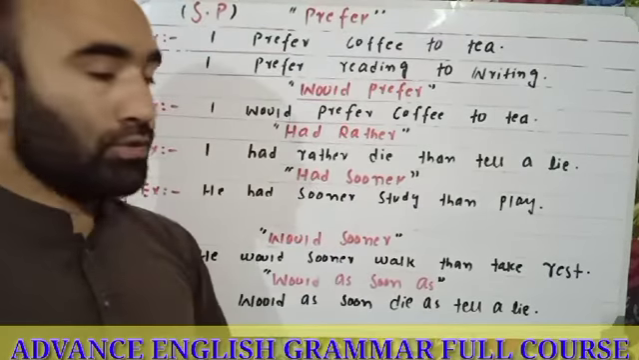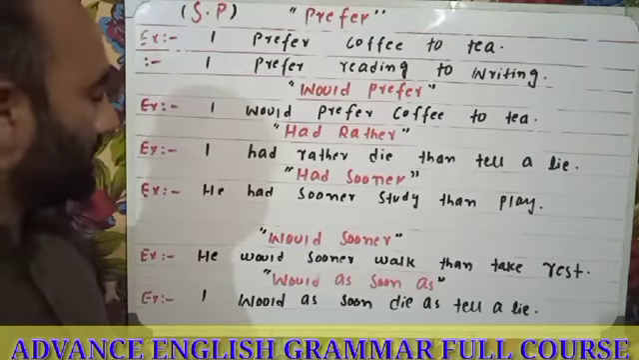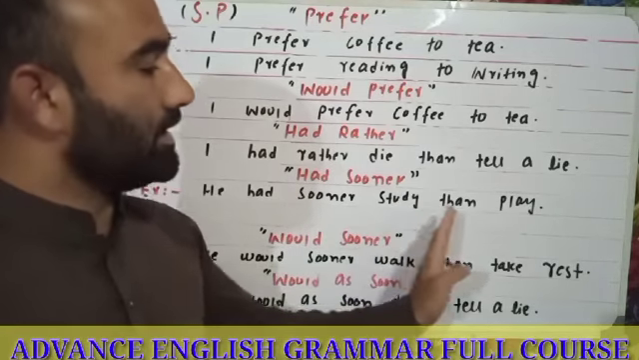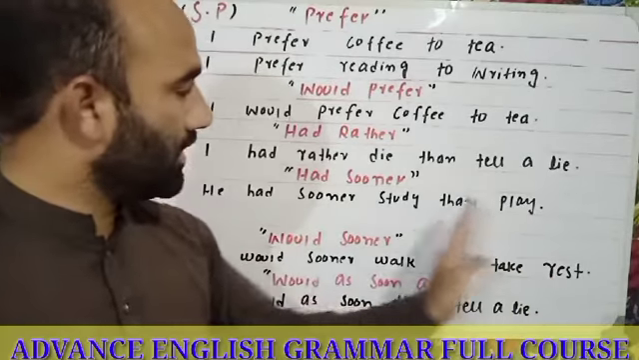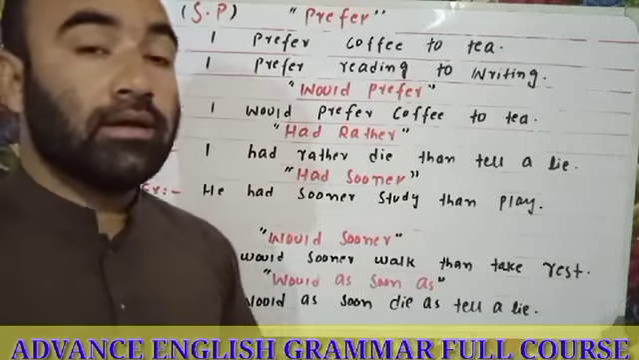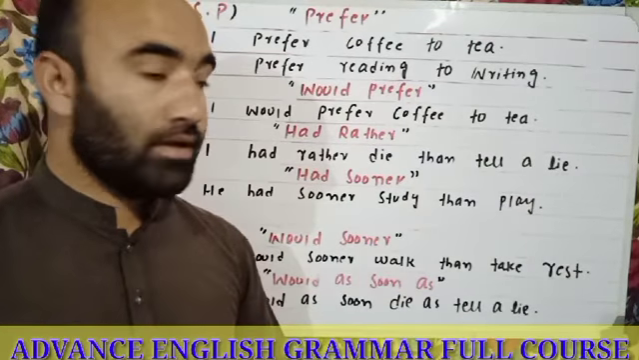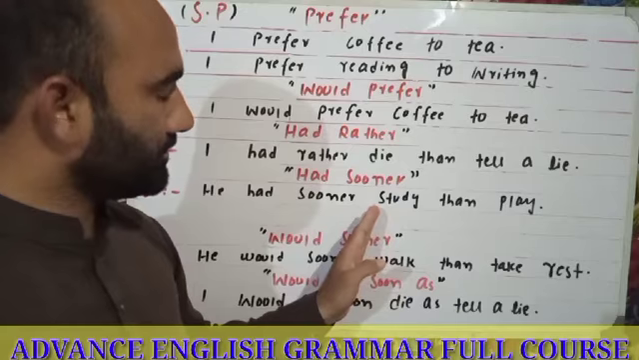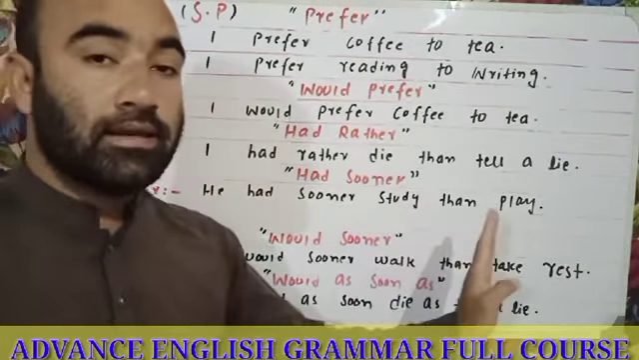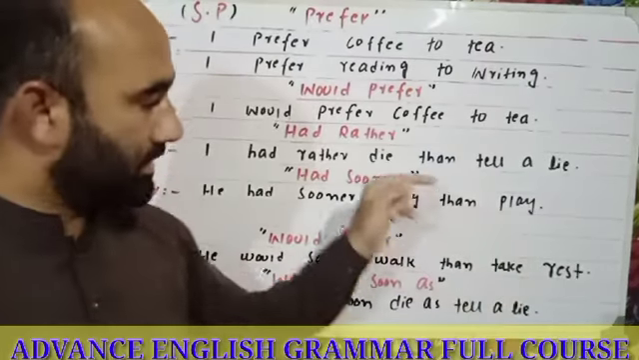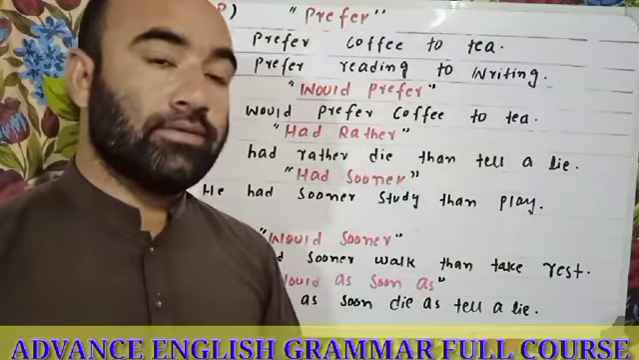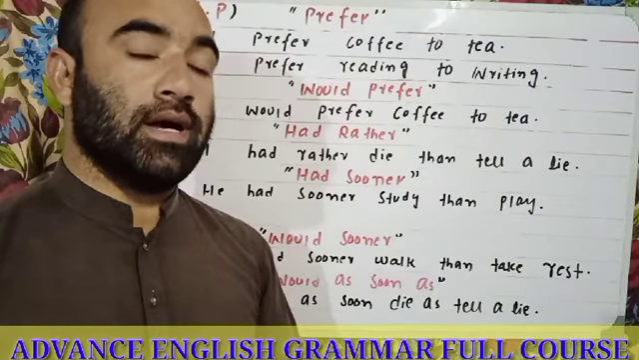Had sooner is also used for the preference. He had sooner study than play. Had sooner plus bare infinitive will be used here. He had sooner study than play. This method is also used for preference.